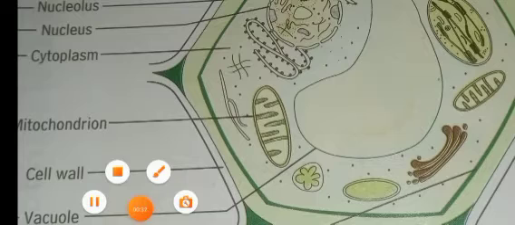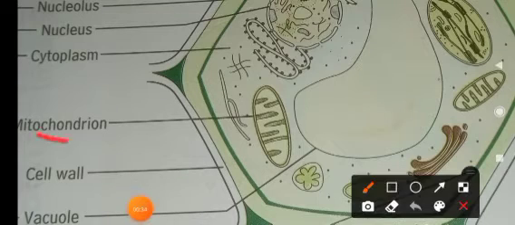Okay, mitochondria, the singular form is mitochondrion. This is the mitochondria. Are you able to see this? This is called the powerhouse of the cell. It supplies all the energy to the cell. The energy required by the cell is supplied by this mitochondria, so it is called the powerhouse of the cell. Okay, children.